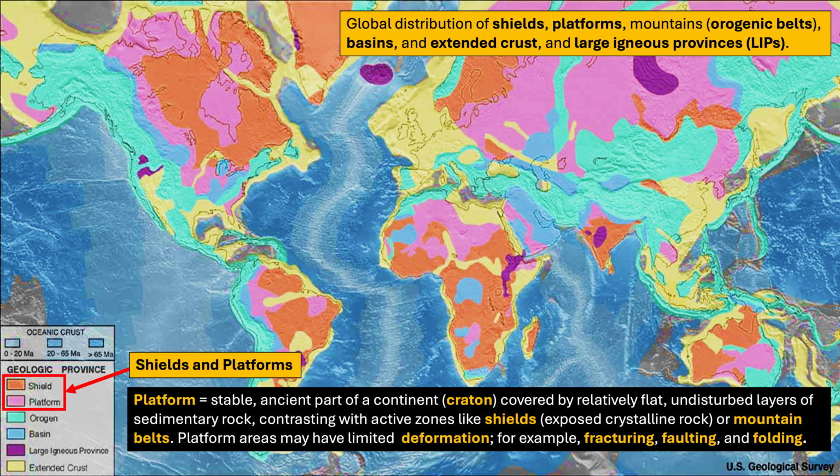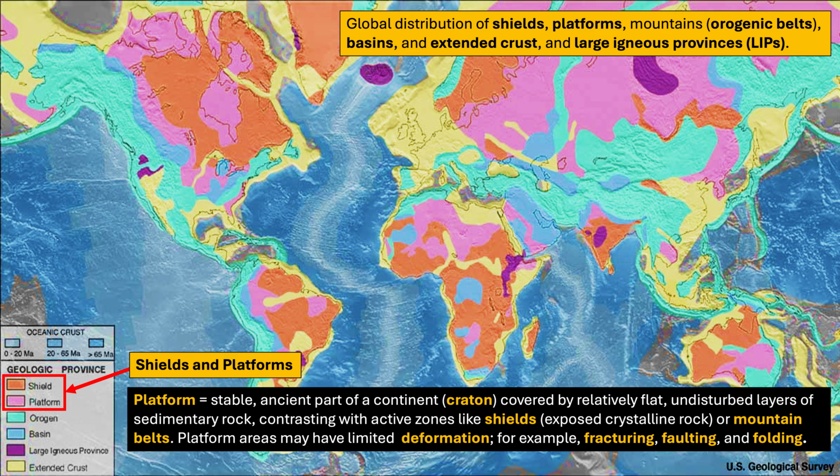Orogenic belts are on the light blue, the kind of the cyan color blue. The light blue is actually basins, not necessarily mountain basins, but these would be basins that may be in a cratonic setting, but not all of them are. But anyway, we're going to look at these areas in more detail.